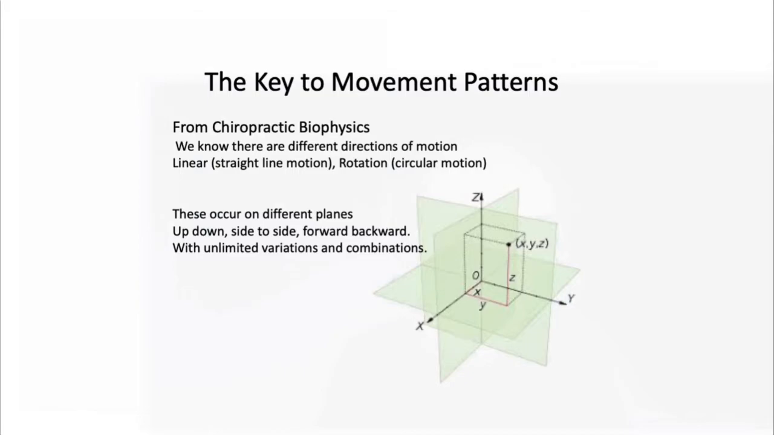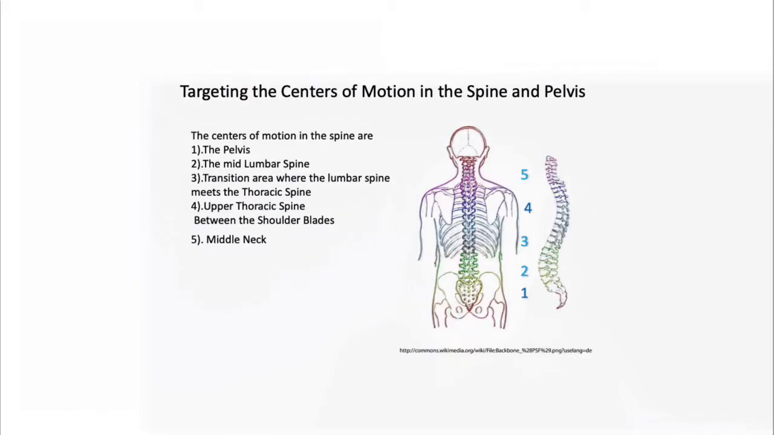Now, the other thing is that there are centers of motion in the spine, and those are the areas that we target to start the patient to appreciate the motion there is in the spine. They start with the pelvis. We use that as a center of motion. Then as we move up, we go to the mid-lumbar spine, and that's another center of motion, number 2. Number 3 is where the lumbar spine that is bent forward meets the thoracic spine that has a bend backward, and that's a transitional area, and that's another center of movement.